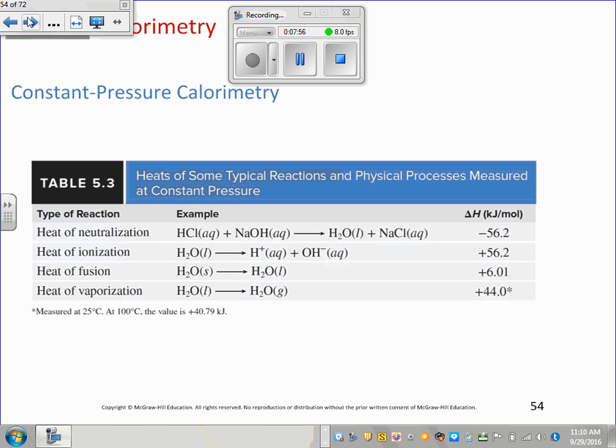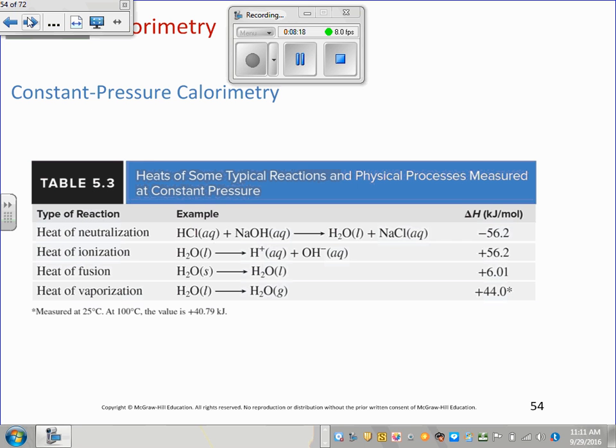If you look at the third one down, what are we doing in the third one? Melting the water. It's going from solid to liquid. So you would imagine, how do you melt water? You have to add heat. So it should be positive something. Oh, it's positive 6 kilojoules per mole.